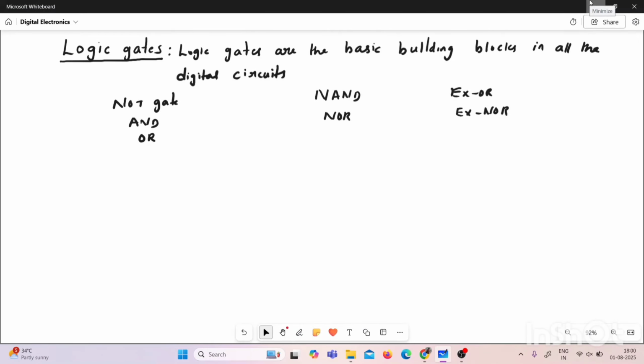So in this class, we will learn about logic gates. Not all logic gates are possible. Mainly we'll see about the NOT gate. The logic gates are the basic building blocks in all digital circuits. Whatever the digital circuit, whether it is a multiplexer or any adder or subtractor or flip-flop, if you want to construct any digital circuit, these are the basic building blocks.